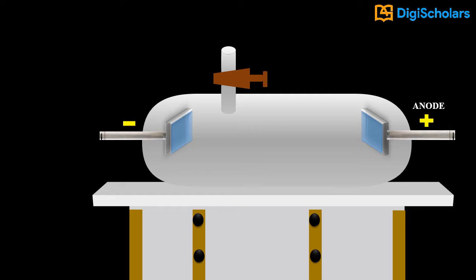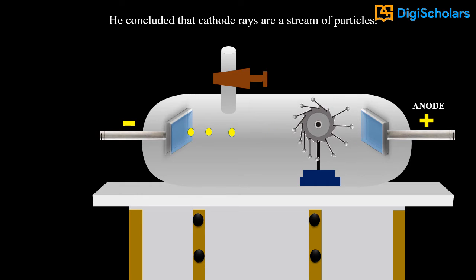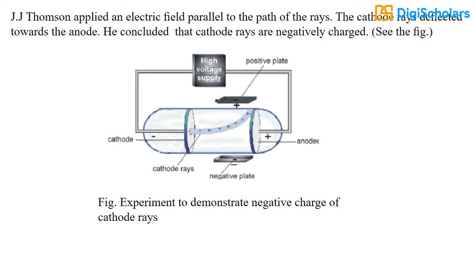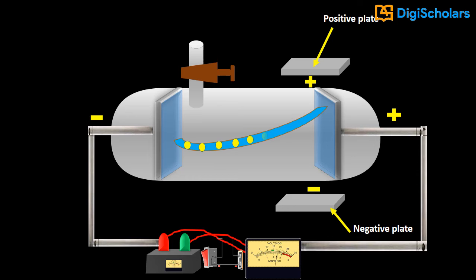J.J. Thomson placed a light paddle wheel in the path of the cathode rays. The paddle wheel started to rotate. He concluded that cathode rays are a stream of particles. Now let us see the next figure. J.J. Thomson applied an electric field parallel to the path of the rays. The cathode rays deflected towards the anode. He concluded that cathode rays are negatively charged.